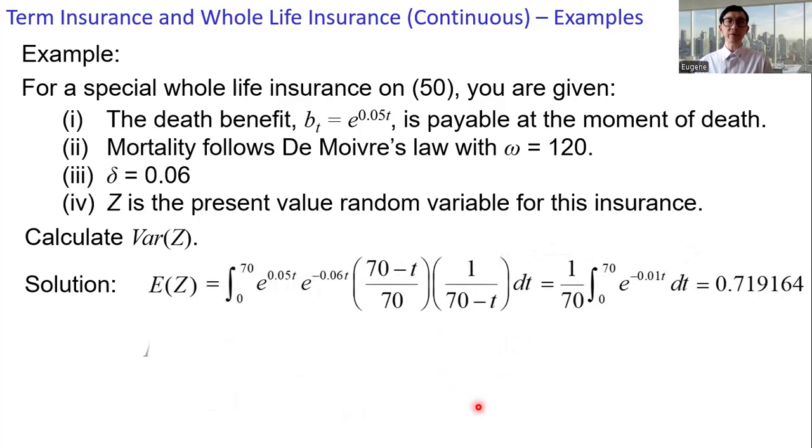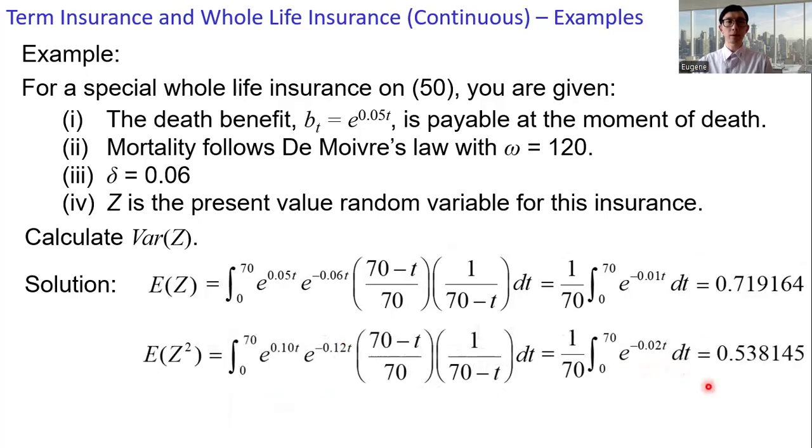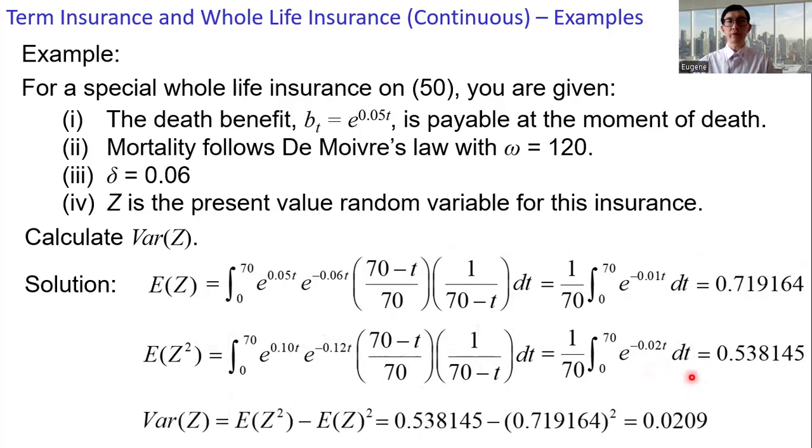And then the second moment, the expected value of Z squared: the integral, and then the square of the present value of the death benefit, and then times f_Tx. Substitute the numbers, perform the integration, and then we get the expected value of Z squared. From this, we can get the variance, which is 0.0209.